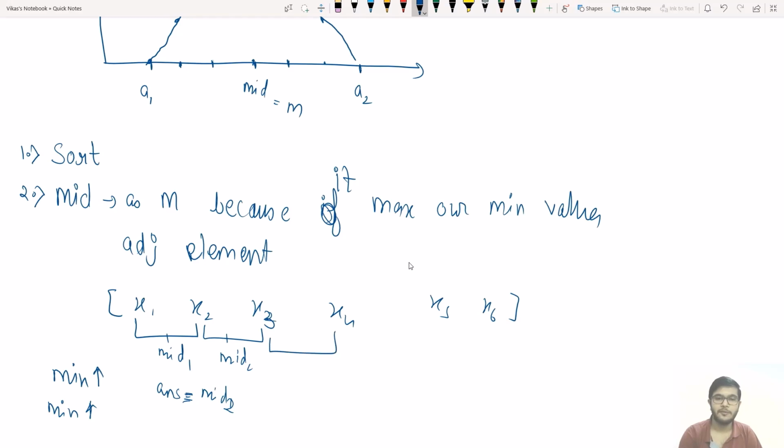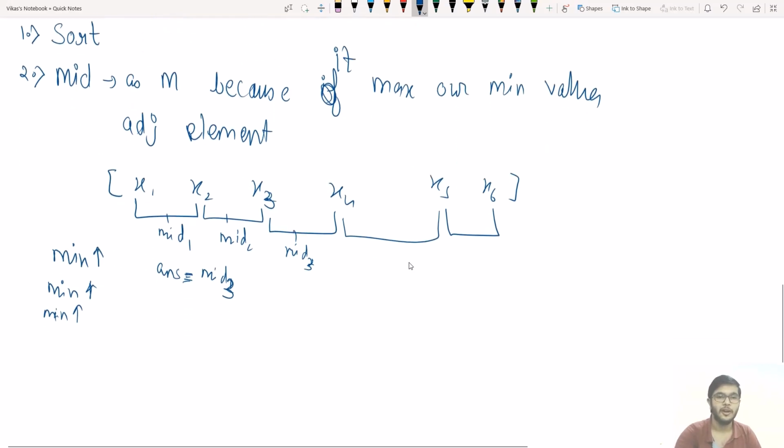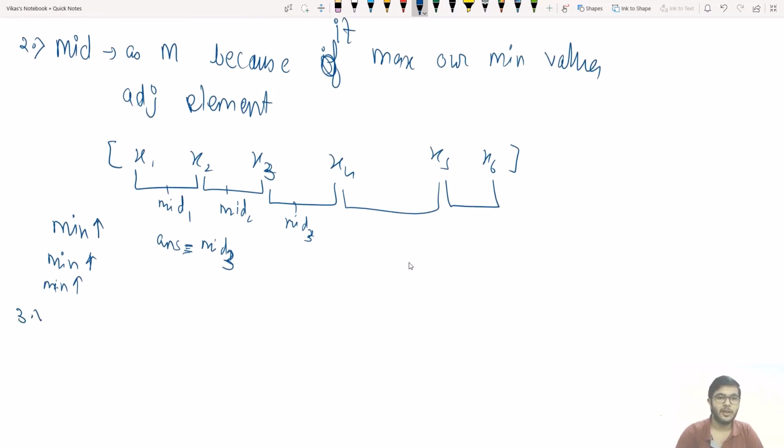Similarly, for these 2 points, we are going to calculate the mid, let's say mid 3, and calculate the min. If this min is maximized from the previous one, or we can say greater than the previous one, then we are going to store this mid 3 in our answer. Similarly for x4 and x5 and x5 and x6. So this is how we are going to check. Now the only thing left is the boundary condition. So let's discuss the boundary condition with the help of an example.